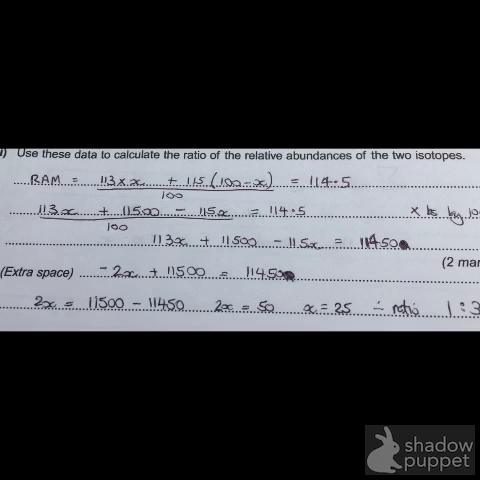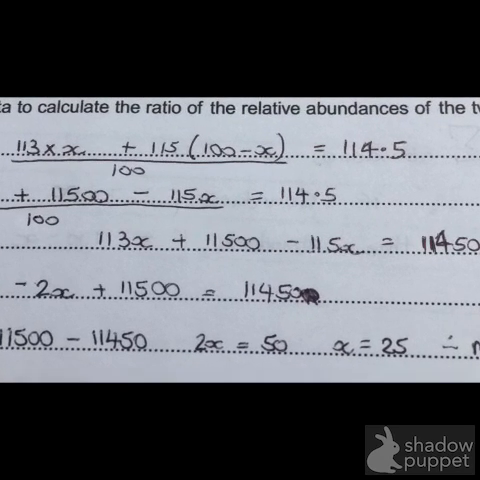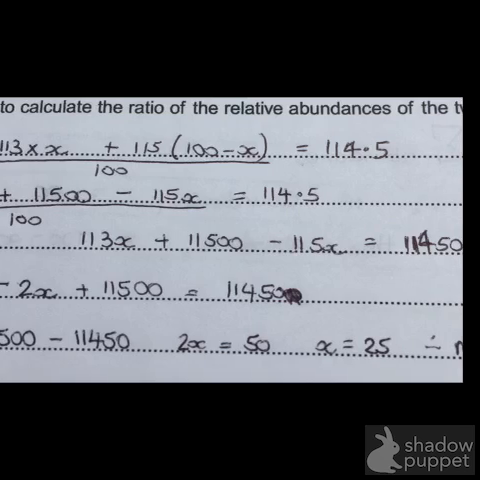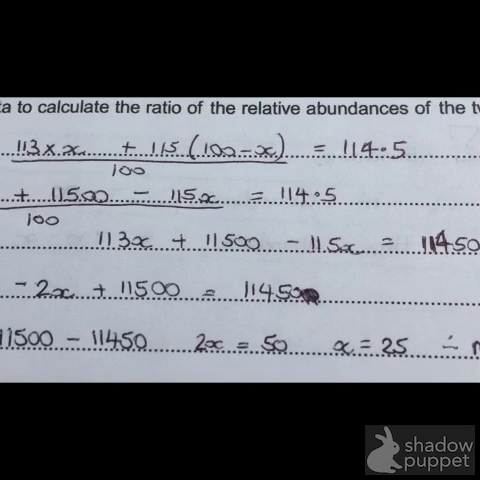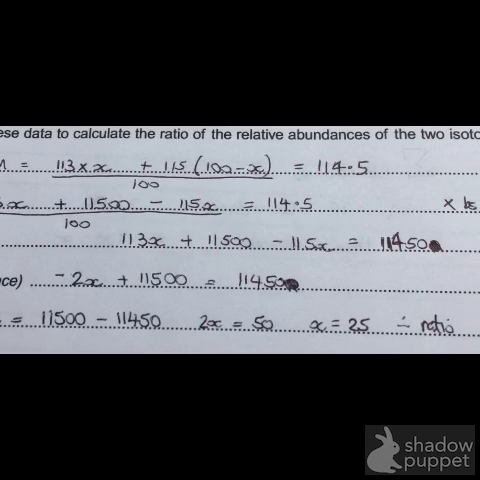I'm going to simplify it by multiplying both sides by 100, so that gets rid of my fraction, and now we're left with 113x plus 11,500 minus 115x equals 11,450. Simplify that down: minus 2x plus 11,500 equals 11,450.